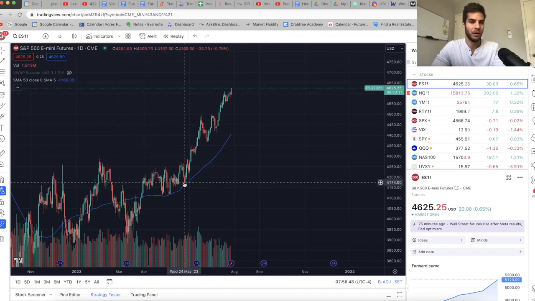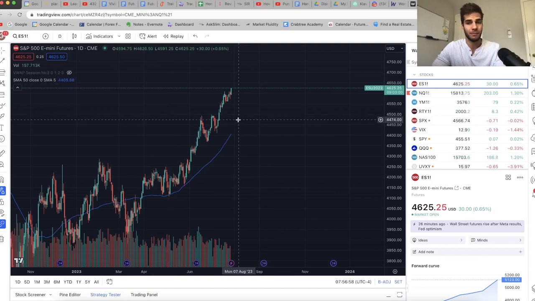We've kind of gone vertical. We chopped around a bit and then went vertical again. So I wouldn't be surprised if we came down and retested 4,500 before we went up to 4,700. And that's something I would be more in favor of.